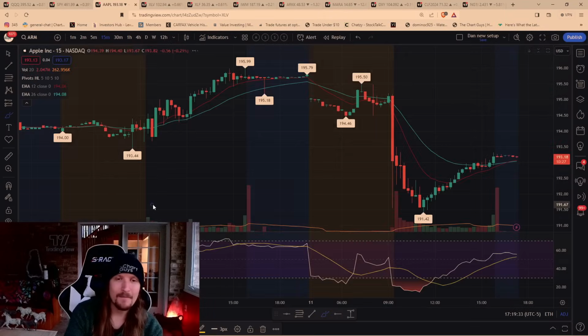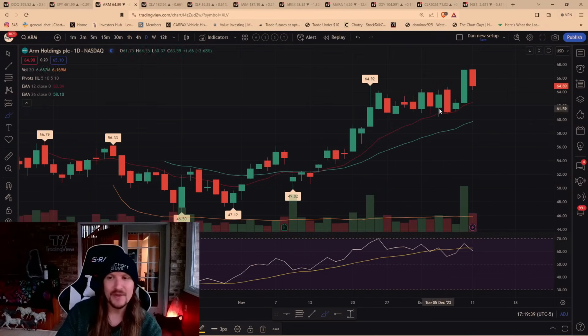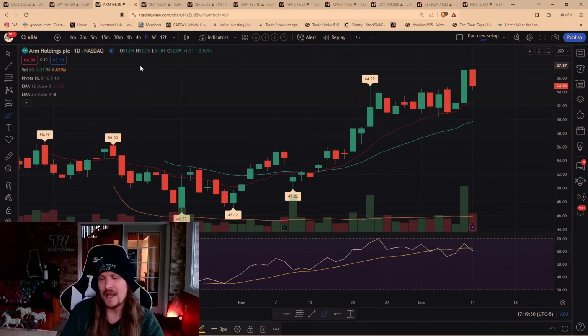And ARM. ARM is in the same boat with NVDA. Again, this is a semiconductor name, but it dropped with NVDA. It was just a daily inside bar. We rejected from the high of Friday first thing. But I've got to keep an eye on this now because I've got a swing position in ARM and got to make sure bulls stay in control.